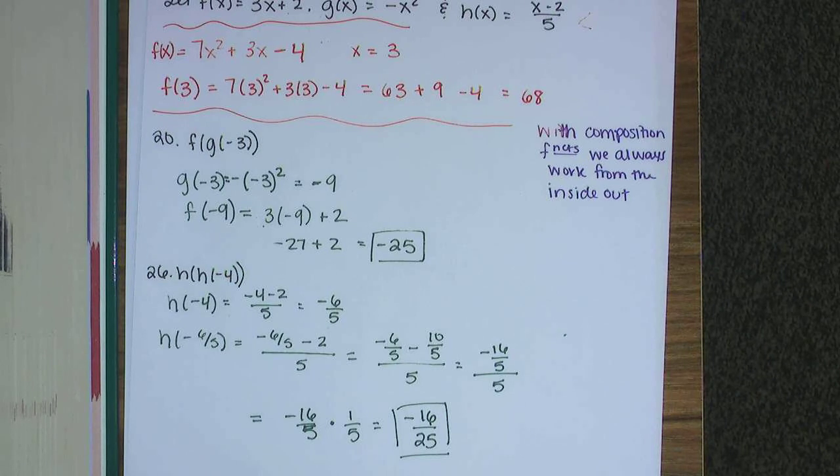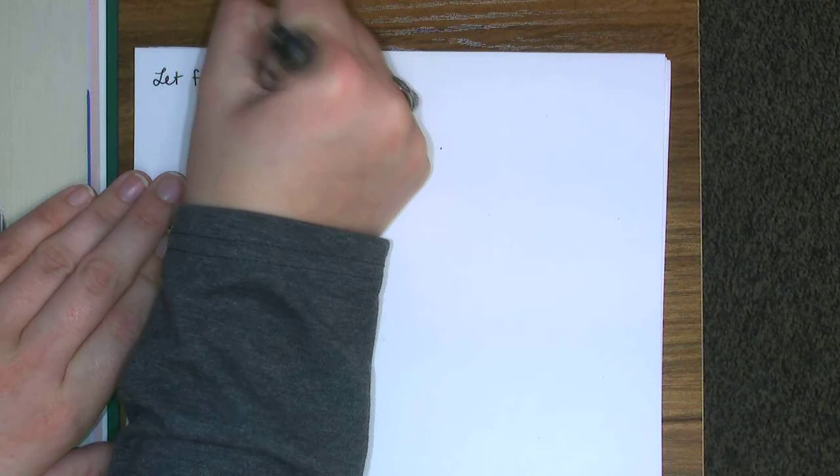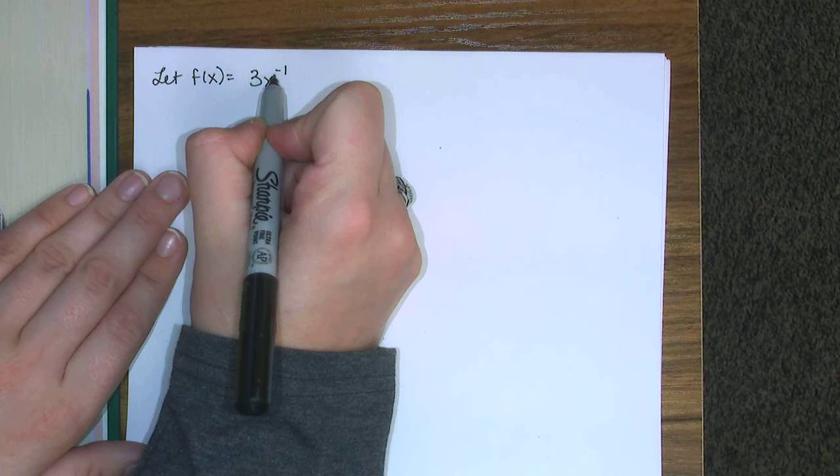So what does that look like? Well, we're told here for these ones to let f of x be equal to 3x to the negative 1. Now notice, this is to the negative 1. g of x is 2x minus 7, and h of x is equal to x plus 4 over 3.